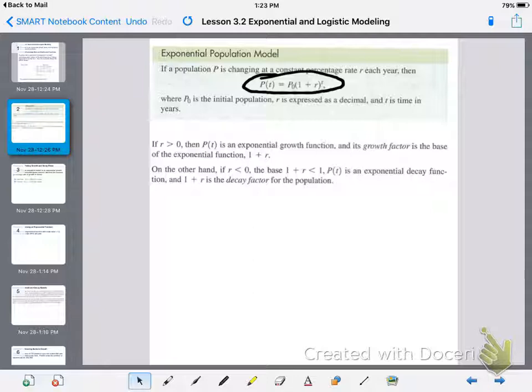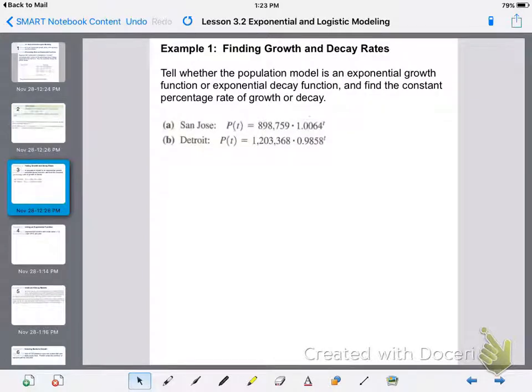On the other hand, if r is less than 0, which means the base 1 plus r would be less than 1, P of t is an exponential decay function, and 1 plus r is the decay factor for the population. So if you look at the first example, they want you to tell whether the population model is an exponential growth or decay. Find the constant percentage rate of growth or decay.